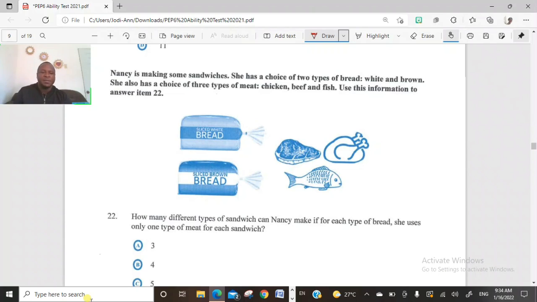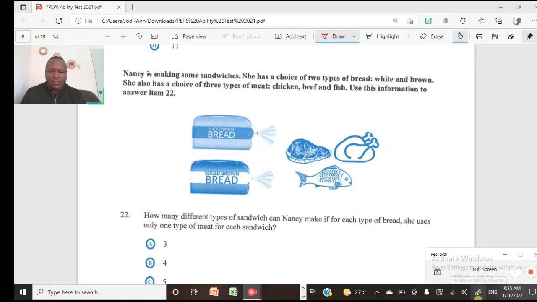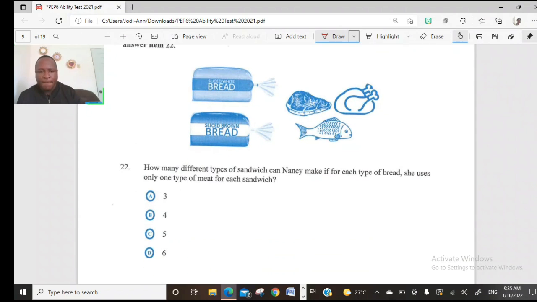So we're going to make some sandwiches. We have 2 types of bread. Item 22 reads, how many different types of sandwich can Nancy make if for each type of bread she uses only 1 type of meat for each sandwich? So we have 2 different types of bread, white and brown, right? And then we have 3 different types of meat. So you can't mix the meat based on the instructions. So if you're going to make a fish sandwich, it is a fish sandwich.